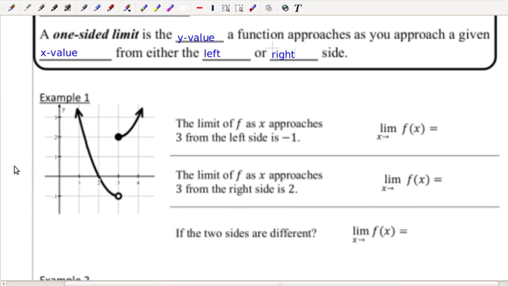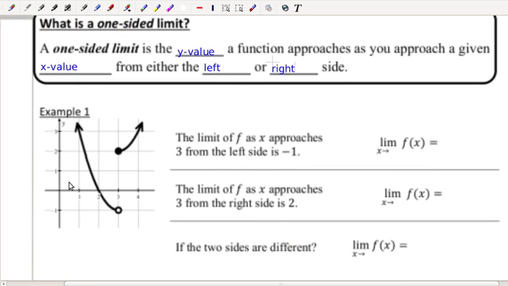So let's take a look at example number 1. I want to find the limit of f as x approaches 3 from either side. So I'm focusing in here on my x value of 3, but I'm only going to take it one side at a time. And we can see that this is going to be relatively important because I don't actually have the same value. I've got a jump discontinuity here. I've got two different values going on depending on which side I'm coming from. So it says the limit of f as x approaches 3 from the left side is -1.